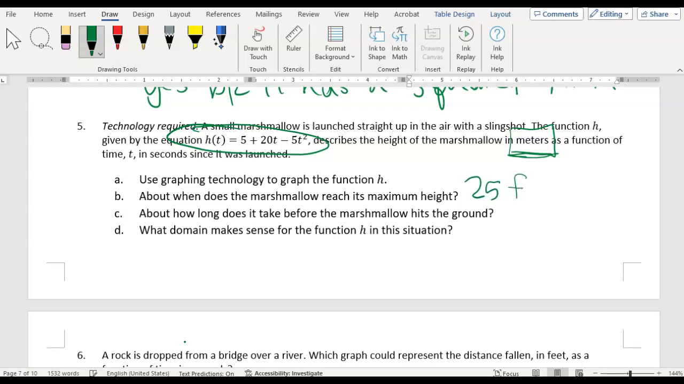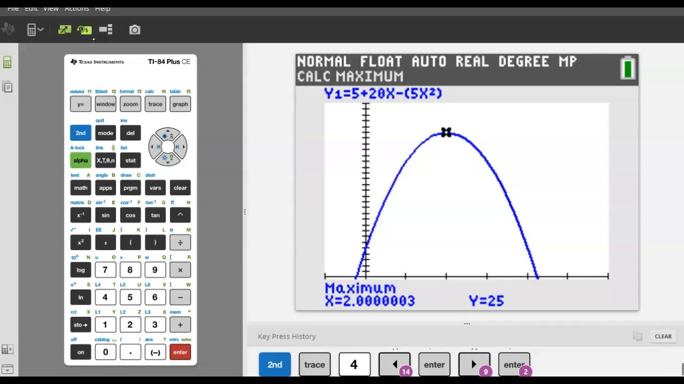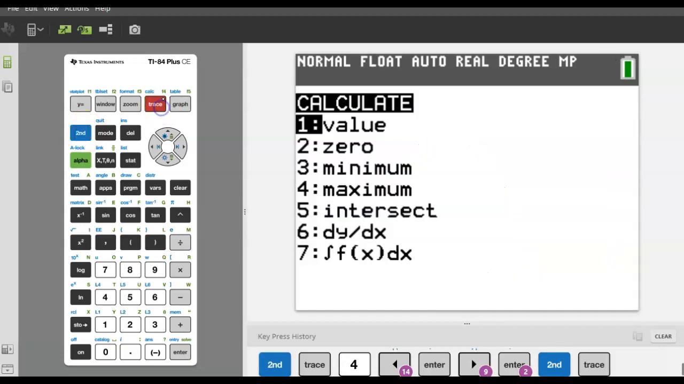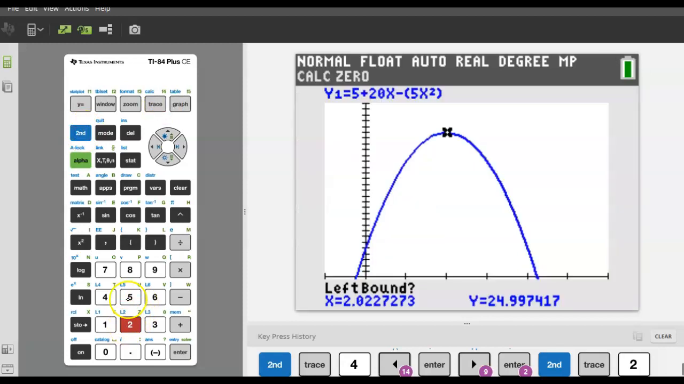25 feet. Oh, no, sorry, meters. We're doing meters in this case. It's important to pay attention to that. So 25 meters at 2 seconds. But how long does it take before the marshmallow hits the ground? So let's see, we want to see 1, 2, 3, 4. It looks like about 4.25, but let's go ahead and be more precise and calculate that 0.